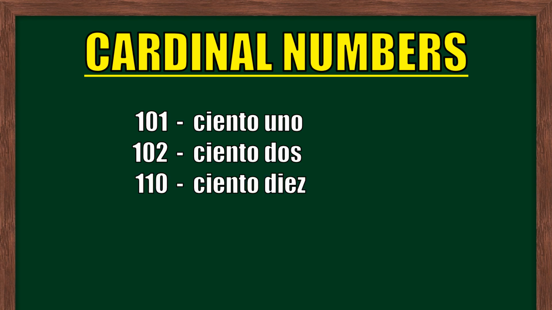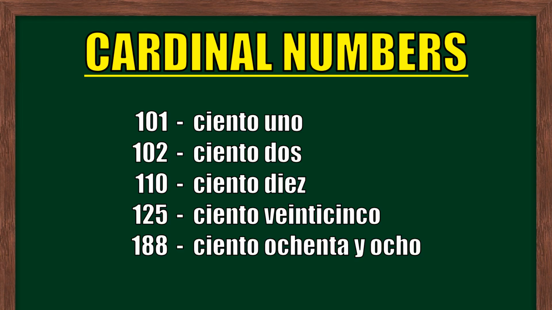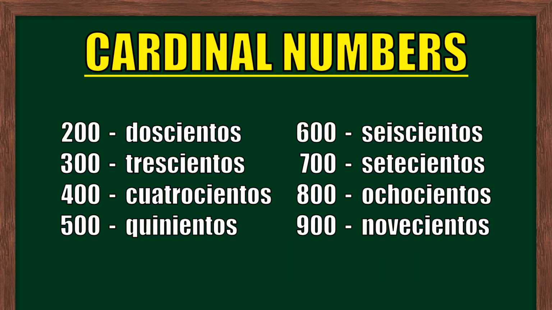110, 125, 188. Now, anything from 200 and above, instead of ciento, we say cientos, as you have already seen, because they are multiples of 100. They are plural. It's not 100, it's 2 or 3 or 4 or 5 or 6, etc., 100. And so they are plural. Cientos, doscientos, trescientos, cuatrocientos.